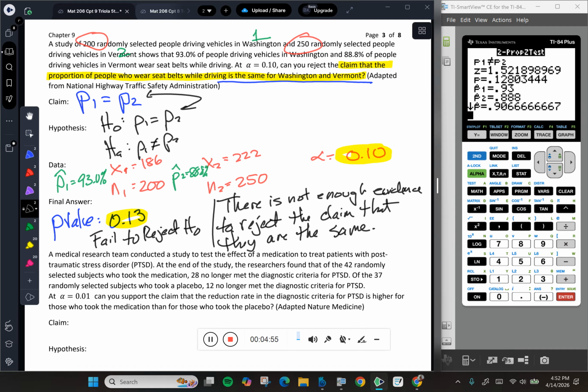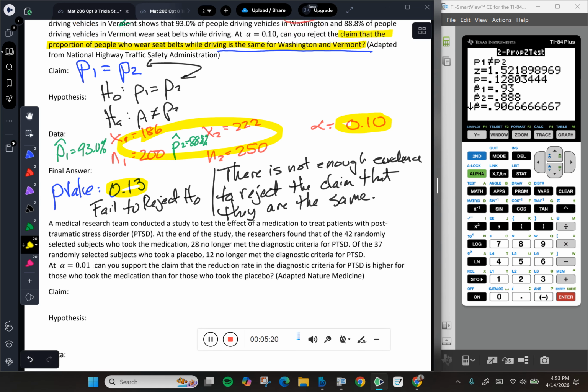Or more in regular words, the claim is that the proportion who wear seatbelts is the same in Washington and Vermont. We gathered some data. The data that we gathered is close enough together. They're not the same, obviously, but close enough together that I can't say they're different. So I don't have enough evidence to say that the proportions aren't the same. And that's what's going on here.